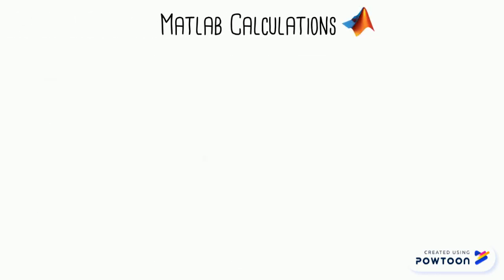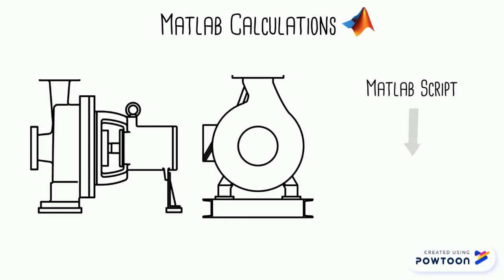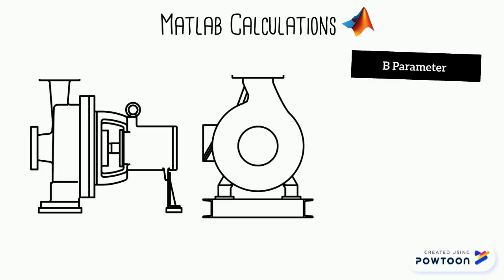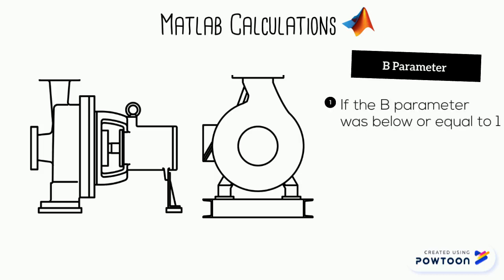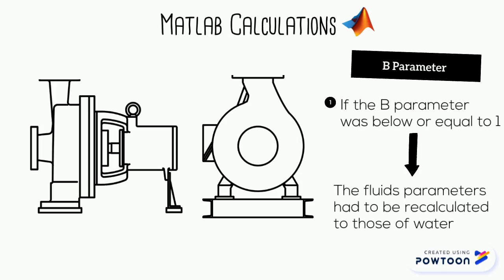Pump parameters were calculated in a MATLAB script following the algorithm proposed by the Hydraulic Institute. First of all, the B parameter was calculated and a conditional was made. If B was below or equal to 1, the fluid's parameters were recalculated to those of water, because their properties are similar enough to make this assumption.